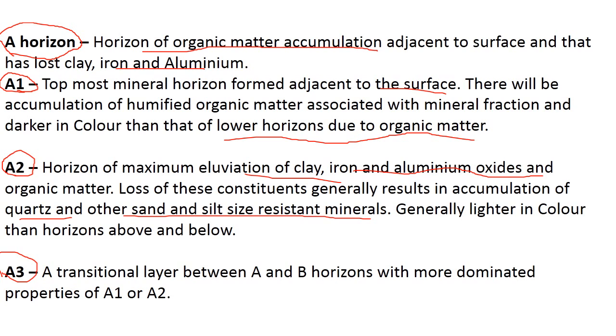Then last is the A3 layer of the horizon. A transitional layer between the A and B horizons with properties more dominated by A. This layer does not have the qualities of A1 and A2, and is considered as a third layer.